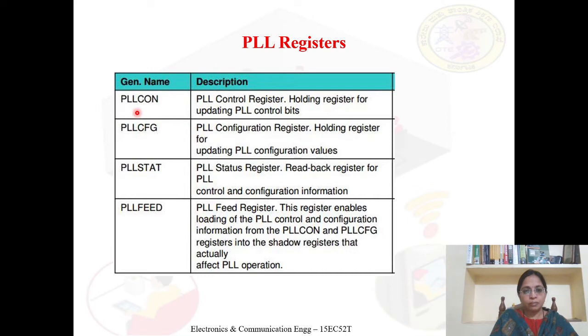The first register, the PLL control register, controls the phase locked loop. The second register is called the PLL configuration register. It holds the values of M and P; the multiplier and divider values should be stored into the PLL configuration register. The PLL status register gives us the status of all other registers, so it is a read back register. And the last one is the PLL feed register, which is used to feed a sequence into the PLL for its operation.